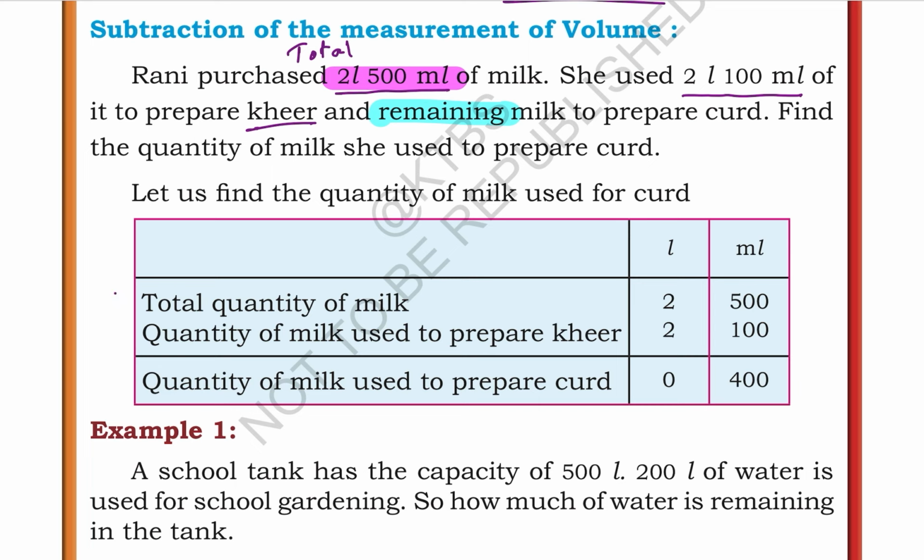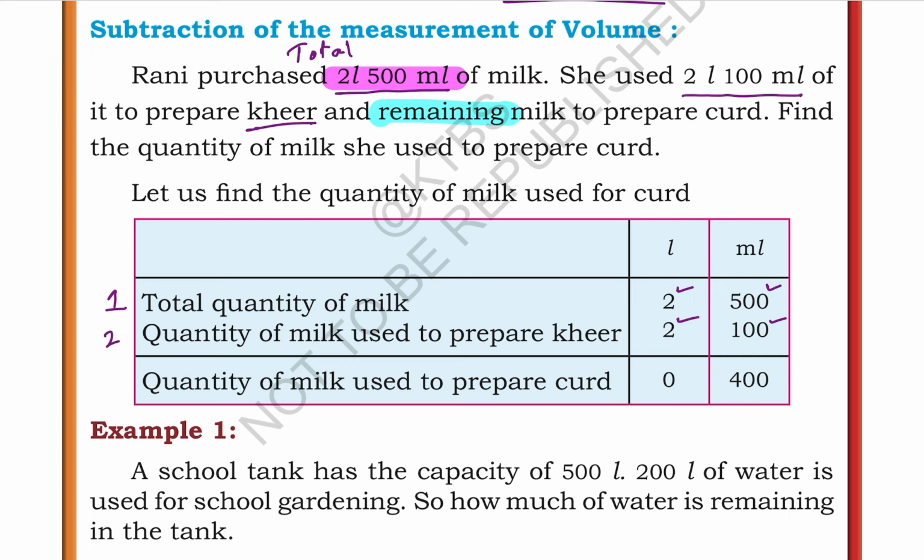First write the total quantity of milk she purchased, 2 liter and 500 milliliter. Then the quantity of milk used to prepare kheer is 2 liter and 100 milliliter. See here the table, liter is mentioned in a separate table and milliliter is mentioned in a separate table. Now we want to find the milk she used to prepare curd.